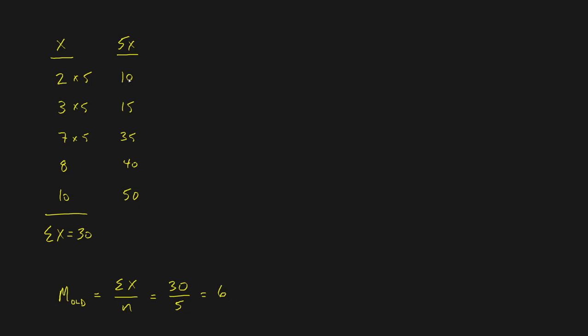Now if I'm trying to find my new sample mean, once I've multiplied everything by a constant, I could go through the same process again. But the problem is that very often your data sets are large, and you don't want to have to do all of the number crunching again. There's a much faster way to do this. All that you have to do is take your original sample mean and then multiply it by the same constant.